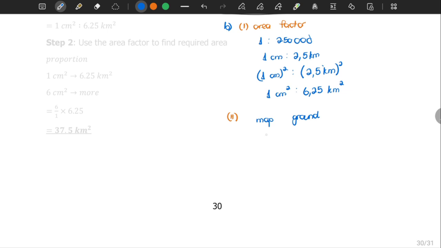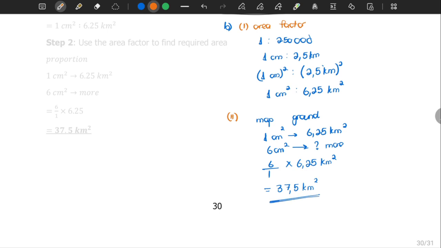For map areas, we know that 1 centimeter squared is going to be 6.25 kilometers squared. But now we are asked for something that's 6 centimeters squared, and we need to find out what that is on the ground. We expect it to be more because 6 is greater than 1, so now it's going to be 6 over 1 times 6.25, right, kilometers squared, and then that becomes 37.5 kilometers squared.